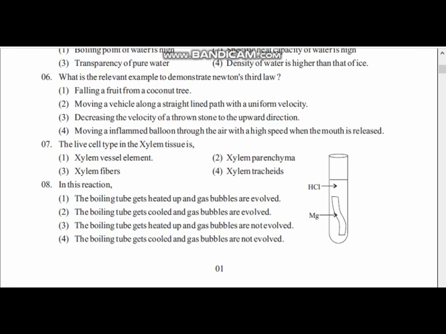Okay, now the sixth question. What is the relevant example to demonstrate Newton's third law? Newton's third law is for every action there is an equal and opposite reaction.